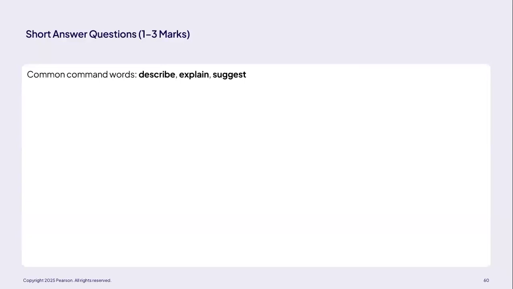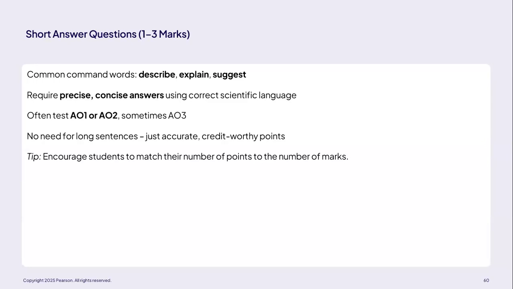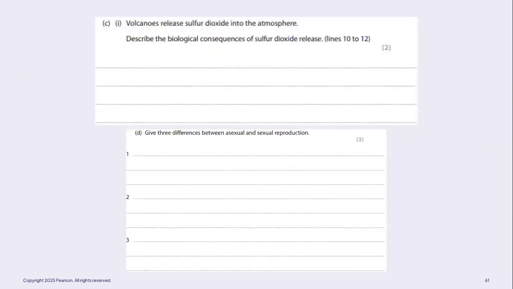So if we think about command words, the most common ones are describe, explain, and suggest. There is a list of command words in the specification, and it is important that students are familiar with them. There's no need for long sentences, just accurate, credit-worthy points. These are the short answer questions, 1 to 3 marks, and these are the common command words you will find for those. So encourage students to match the number of points to the number of marks.